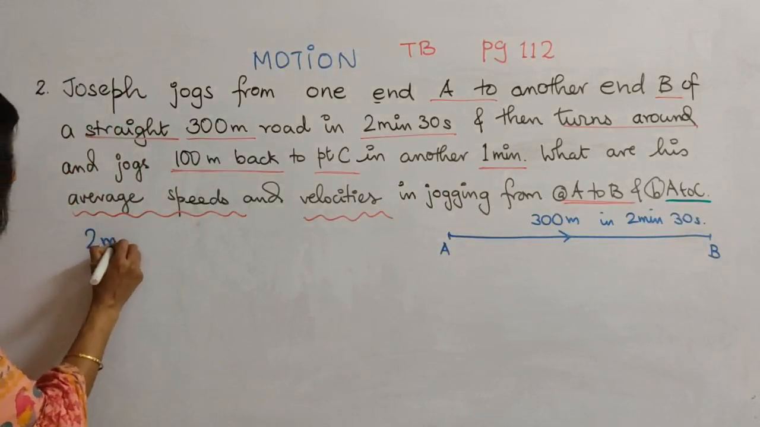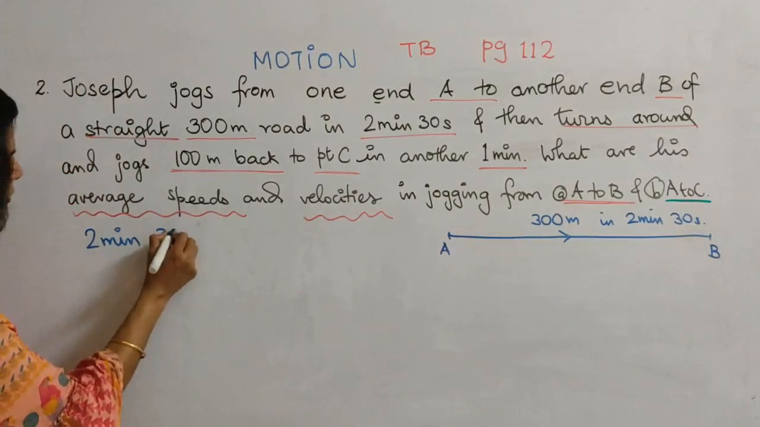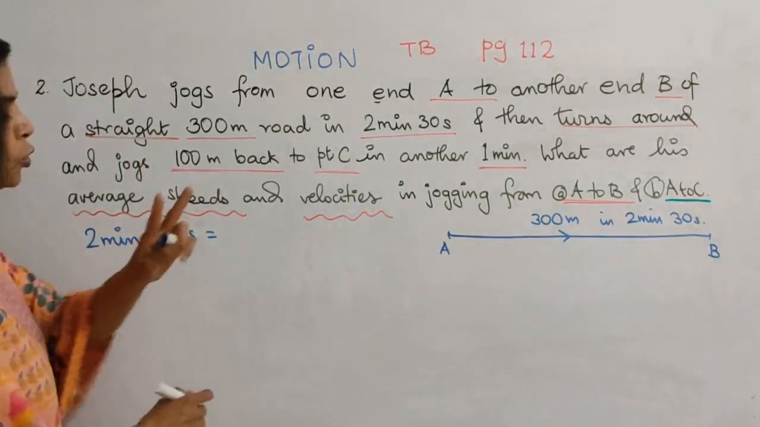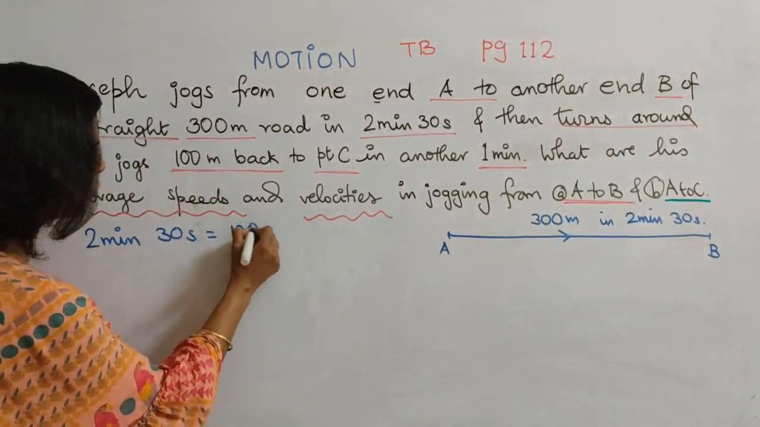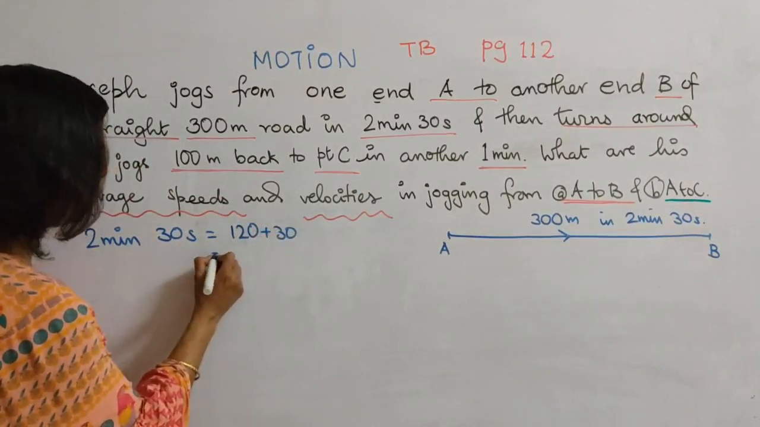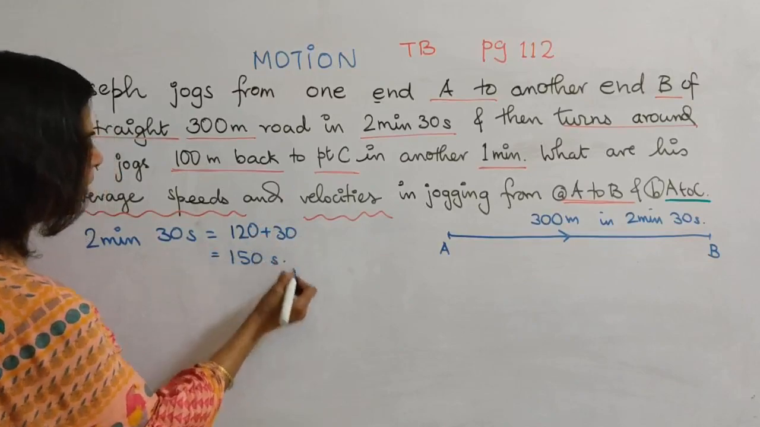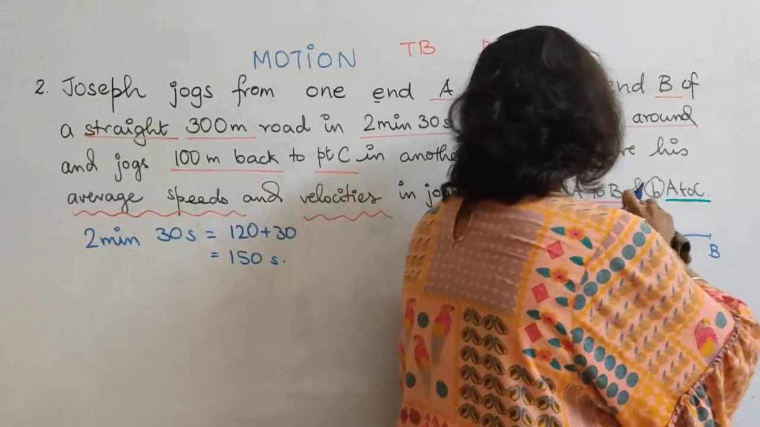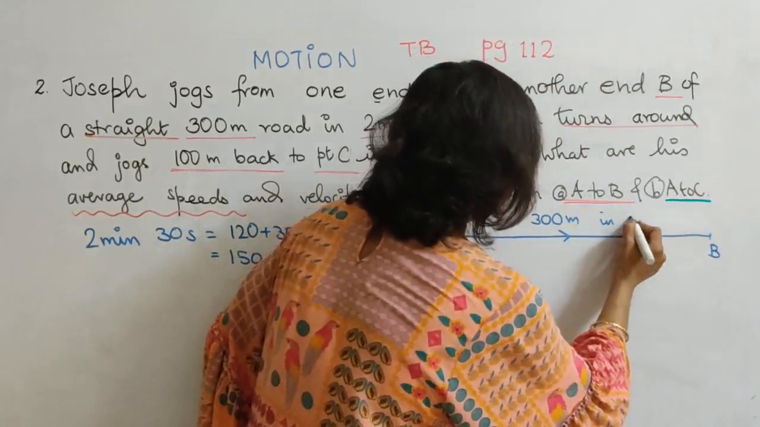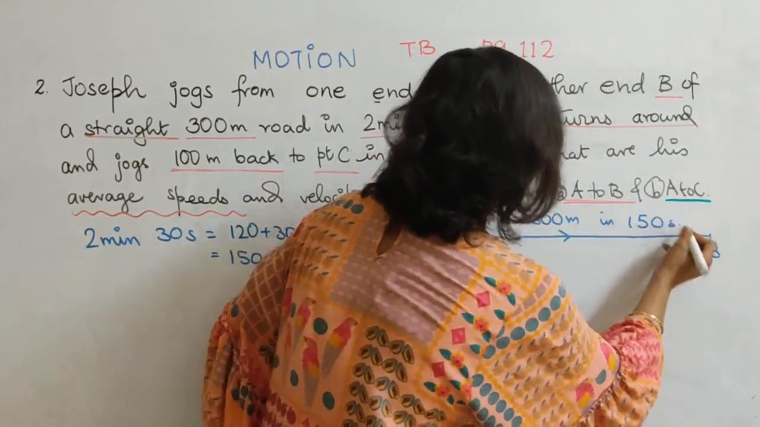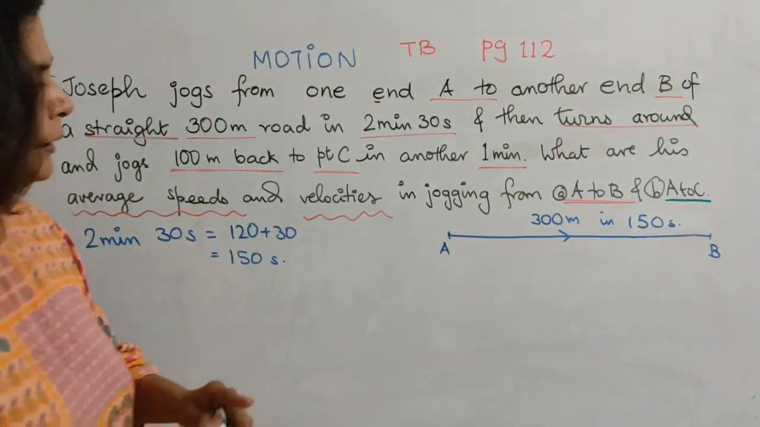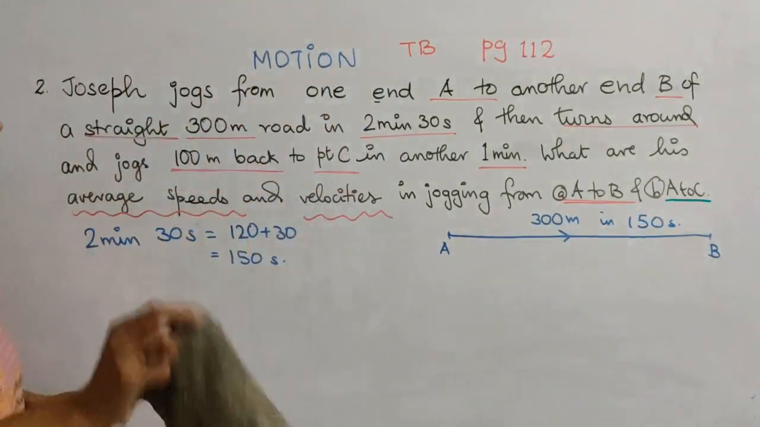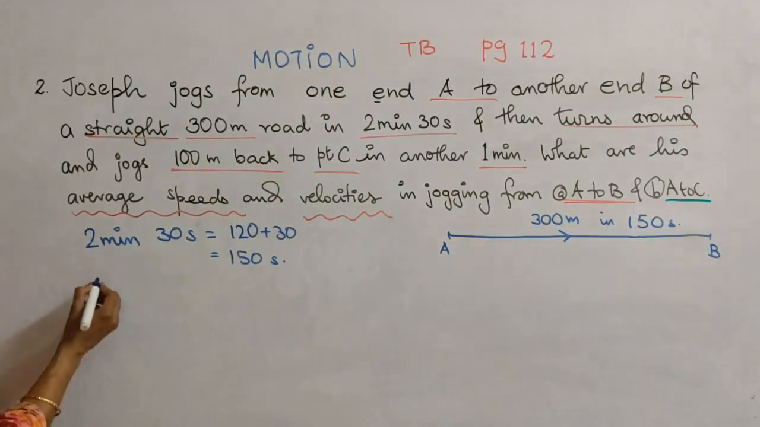So first of all, let us convert this 2 minutes 30 seconds into seconds. 1 minute is 60 seconds. So 2 minutes is 120. So 120 plus 30, that is 150 seconds. Okay. So let us write it as 150 seconds. So it will be more comprehensive. And let us finish this part first, because part A is A to B.